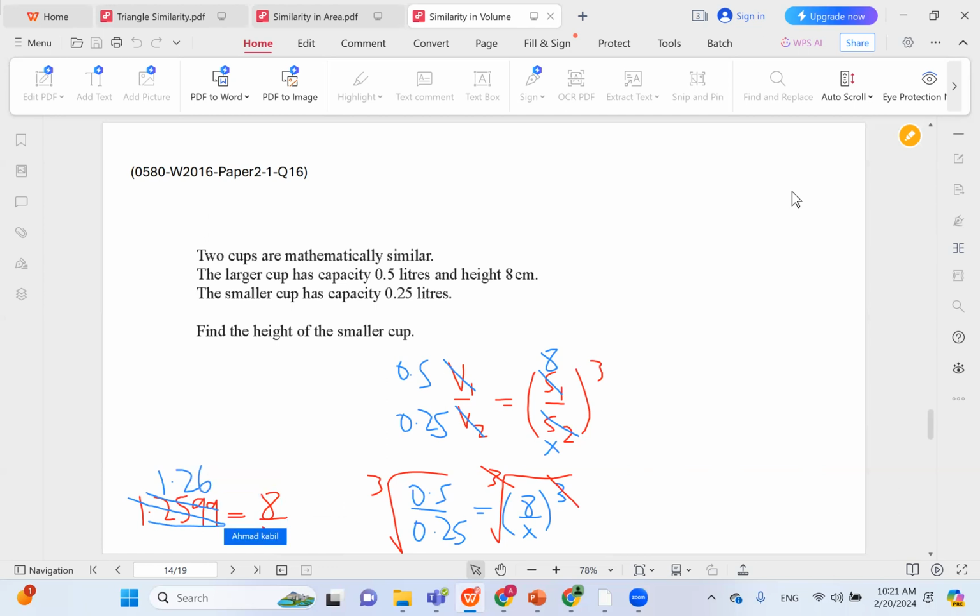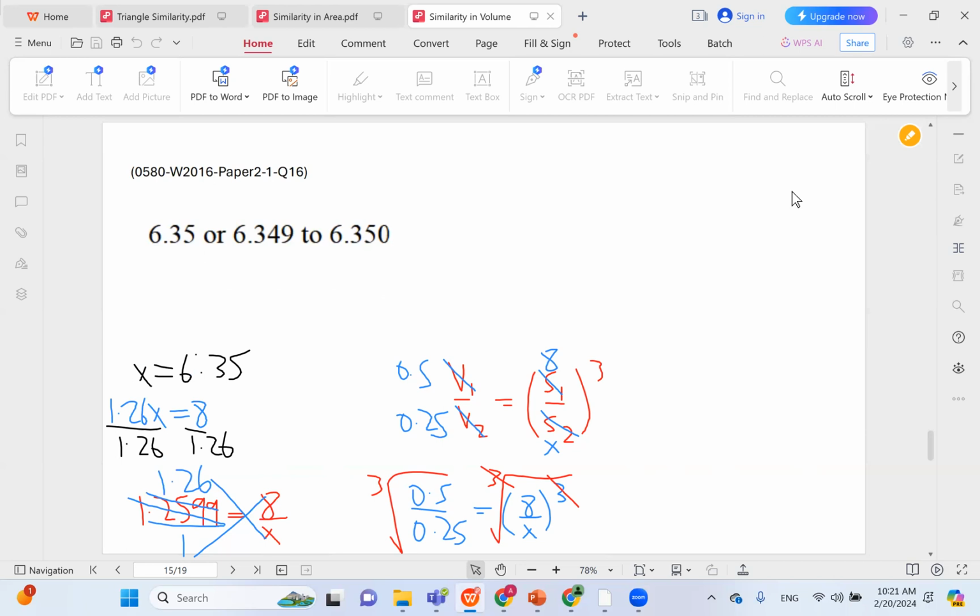We can write over 1 to cross multiply. And we get 1.26x equals 8. Divide by 1.26 on both sides. You get x equals 8 divided by 1.26. And that's equal to 6.35. Check the marking scheme. 6.35 is the correct answer.